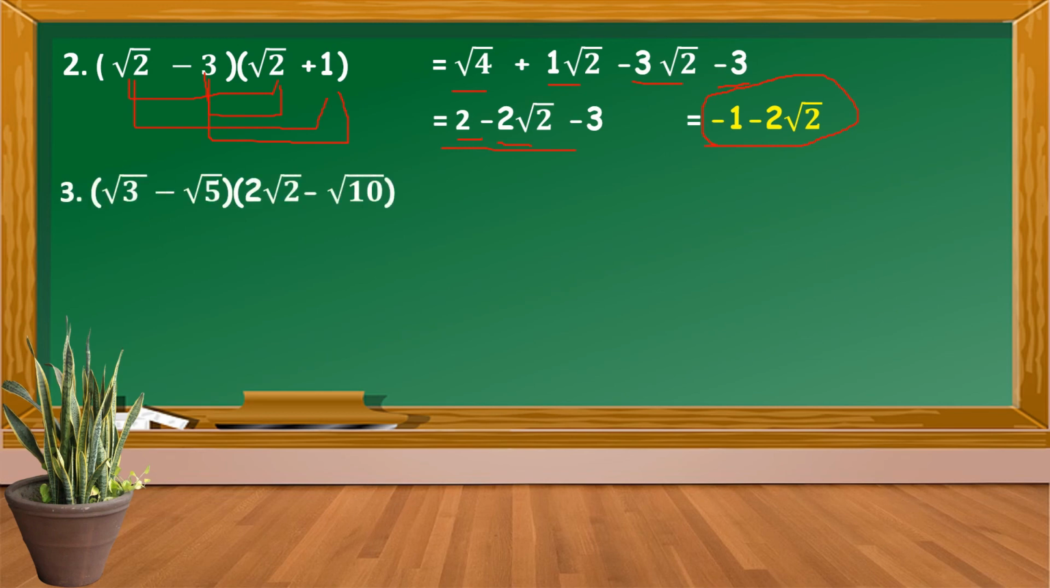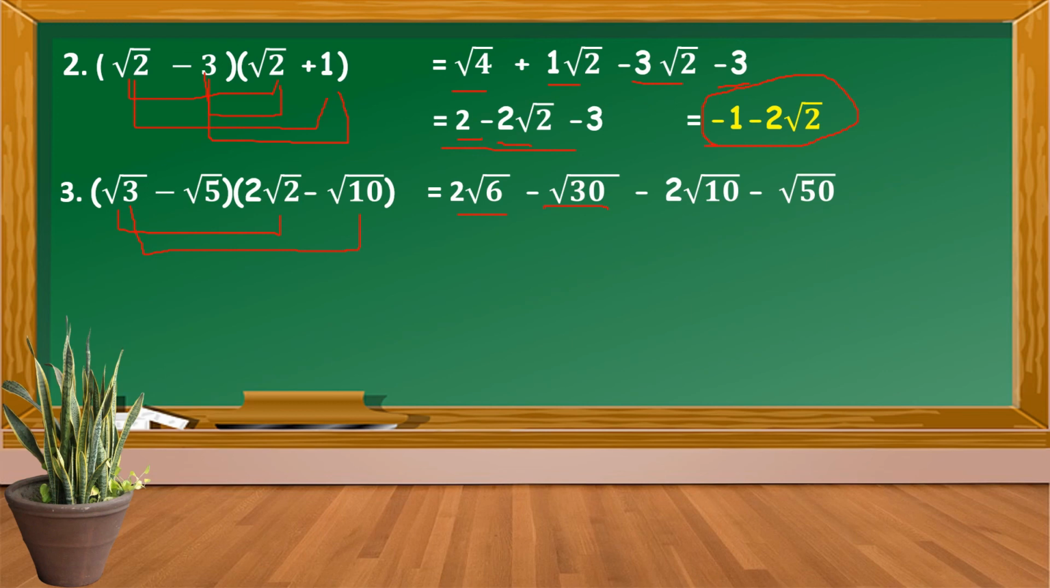Next, number 3. Square root of 3 minus square root of 5 times 2 square root of 2 minus square root of 10. So, again, binomial by binomial. So, first terms, square root of 3 times 2 square root of 2. So, we have 2 square root of 6. Why 6? 3 times 2 is 6. Outer. Square root of 3 times negative square root of 10. So, we have negative square root of 30.